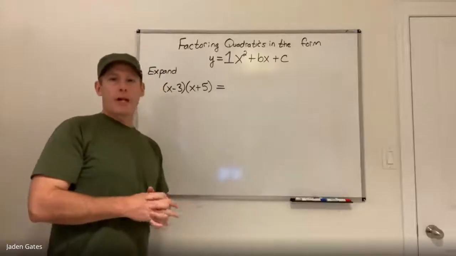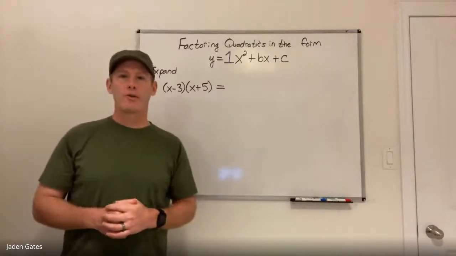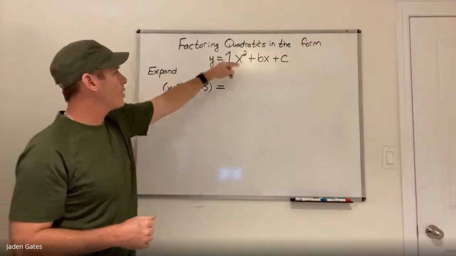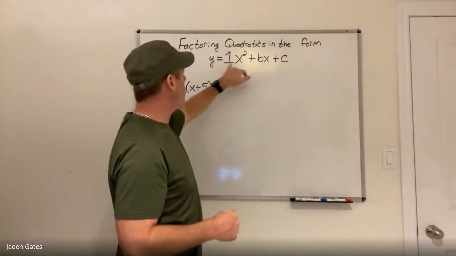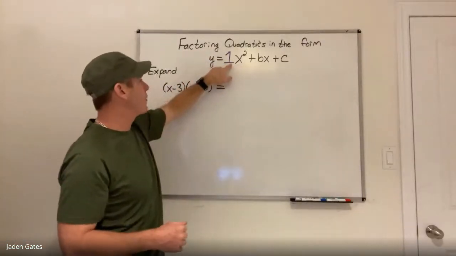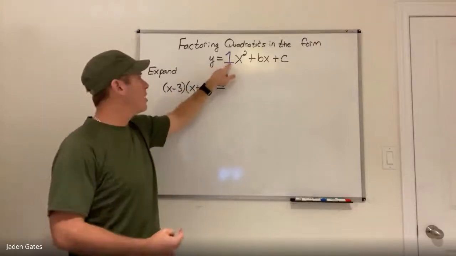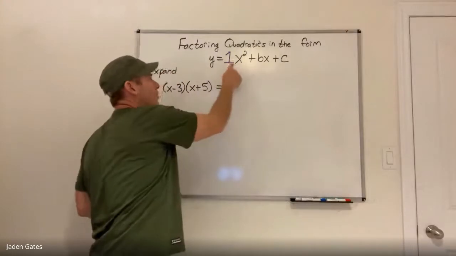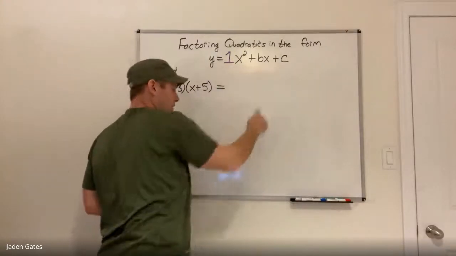All right, so like I said earlier today, we were going to eventually get to factoring. What it's called is we're going to factor quadratics that are in this form: y equals, and this is the key here, this is the difference between 10 o'clock and 11 o'clock, 1x squared plus bx plus c. That is what we call a trinomial because there's 1, 2, 3 terms.